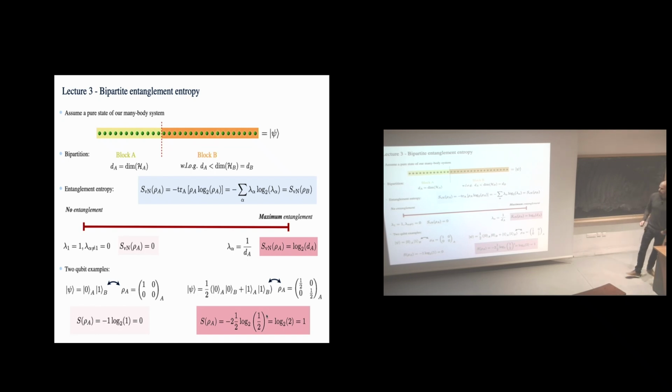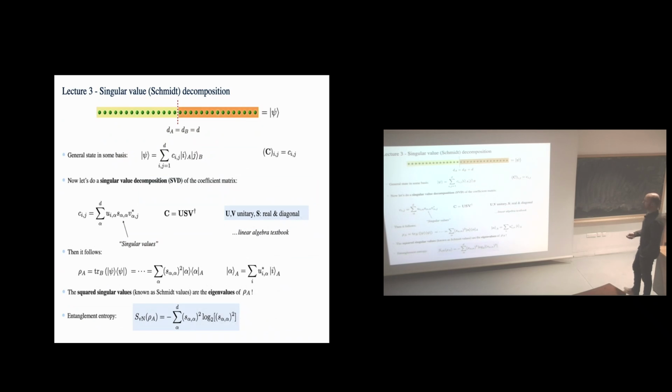All right, so far only the theoretical concept. So how would I compute such a thing in practice? If I want to have a many-body state, I need these eigenvalues of my reduced density matrix. So how would I get them? And this is really where the singular value decomposition comes in, or also the Schmidt decomposition.